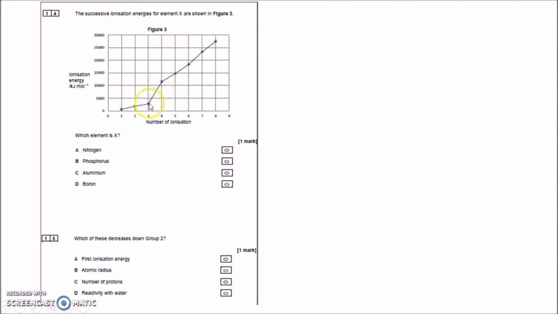However, we're getting a big jump between removing electron 3 and electron 4. Therefore, I suspect that it's in group 3 of the periodic table, and the first 3 electrons are from one shell, and the 4th electron is from the full stable shell underneath. So I think it's in group 3. Which element's in group 3? Aluminium.